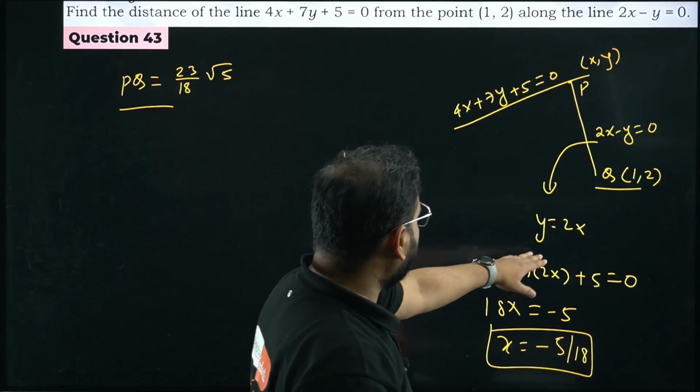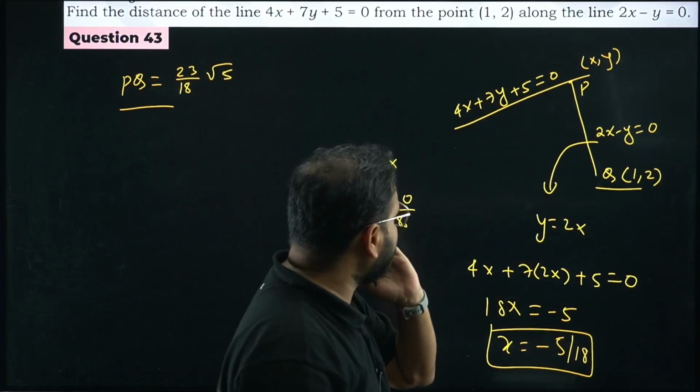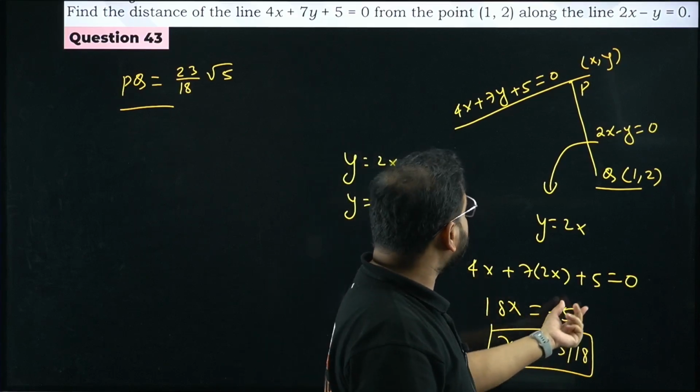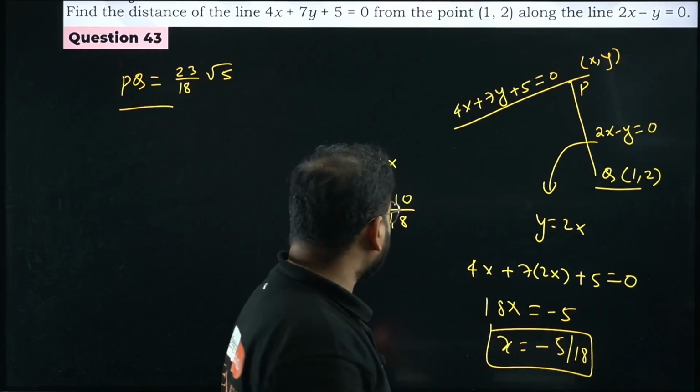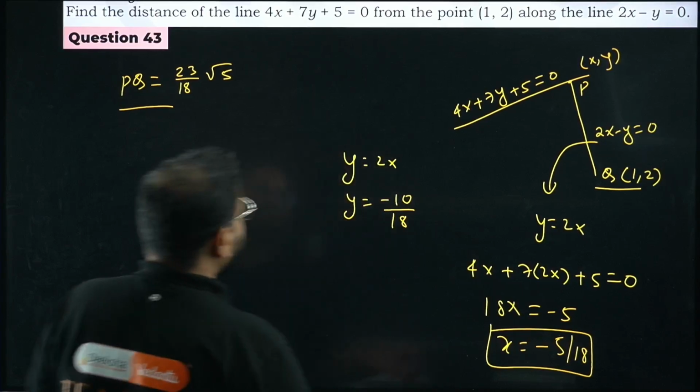Yes, so if you put here y equal to 2x, it will become 7 times 2, 14x, plus 4 is 18, minus 5 is this, of course. So x is minus 5 by 18, and y is minus 10 by 18. What is the next step?